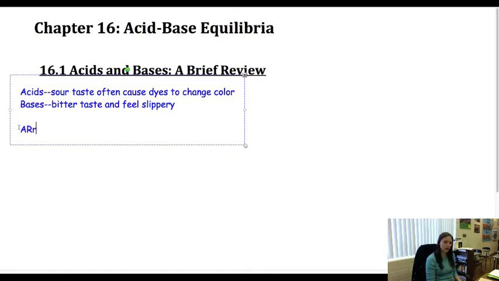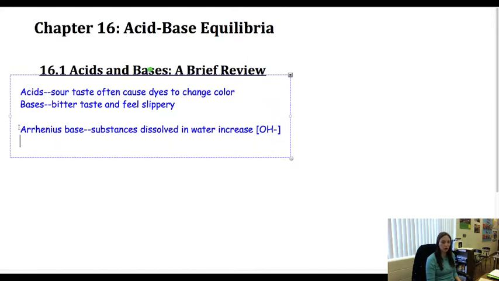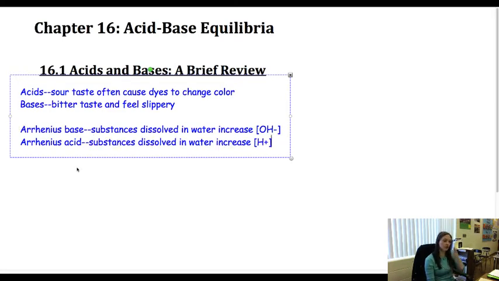We're going to look at an Arrhenius base. That's a last name. And those are when substances dissolved in water increase the OH minus concentration. That's what he called an Arrhenius base. An Arrhenius acid is when a substance dissolved in water increases the H plus concentration. So those are the first and our kind of general acid-base definitions.